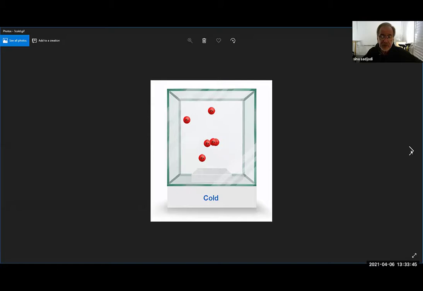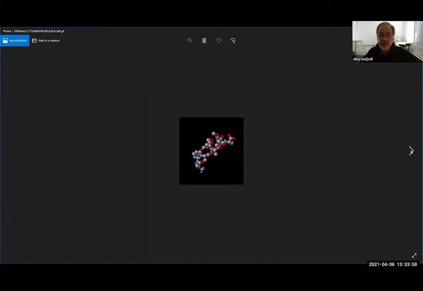Remember this, please. If you forget everything, remember the temperature. When I say high temperature, we're talking about how fast the atoms are moving, right? It has to do with the speed of the atoms, how fast the atoms are moving. All right. Now, in a solid, it's a different story.